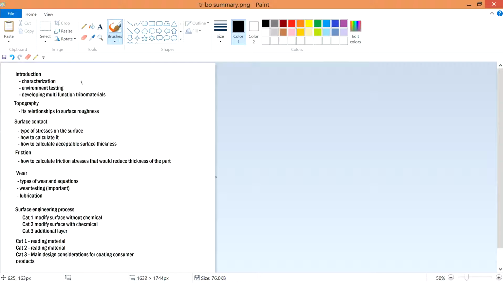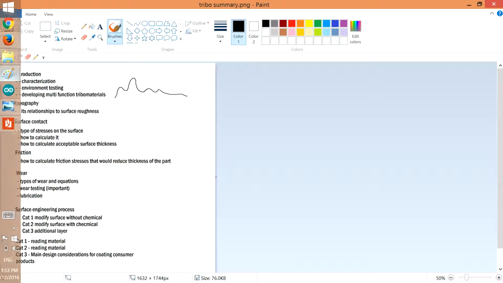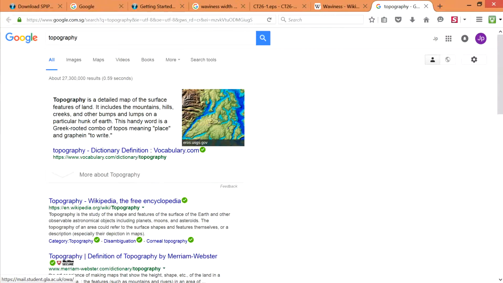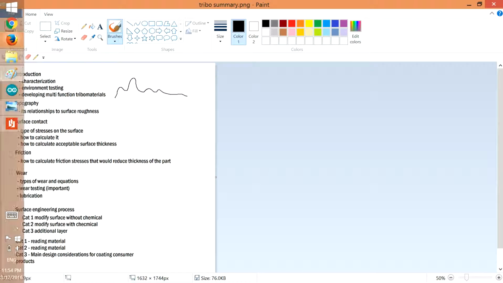In the previous video, we talked about a lot of things, some of them unrelated, but it's good to know anyway. So now we talk about the topography of your surface. Topography tells you about the profile of the surface. If you search for topography, it can also be applied to a map, a detailed map of the surface. At least you get to know the meaning of that.